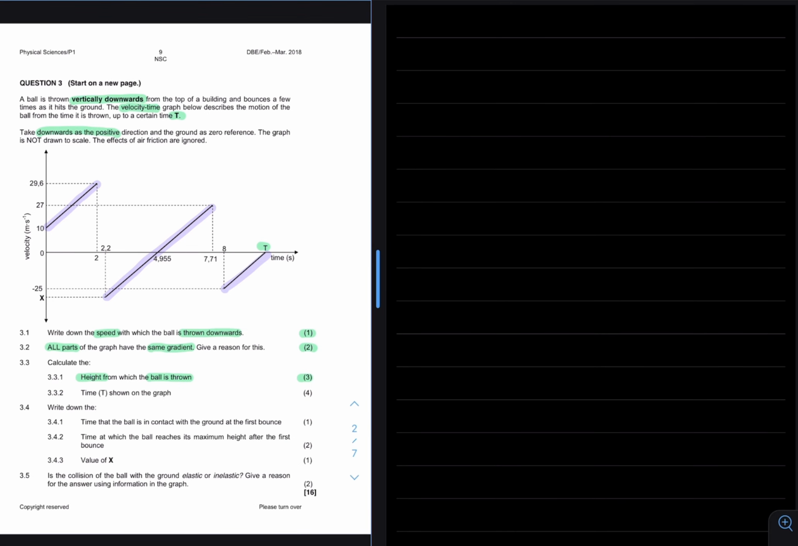In 3.3.2, we are asked to calculate the time t as shown on the graph. So we are looking for this time t. Now, seeing that this projectile path starts at 8 seconds, we can use this projectile path in order to calculate the time it takes from its initial velocity to its final velocity, and then just add that to the 8.